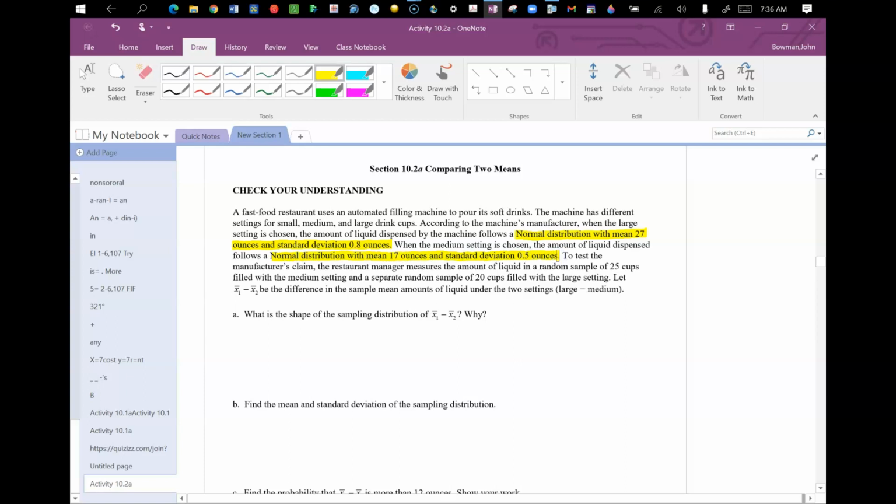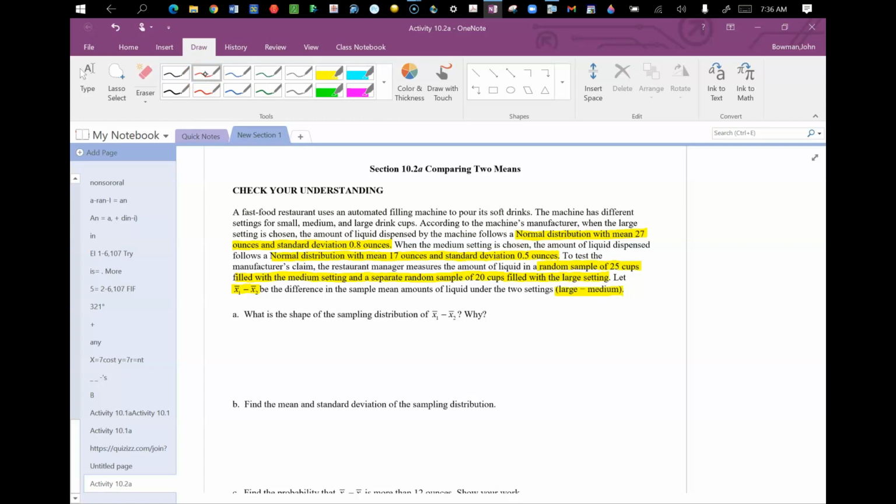To test the manufacturer's claim, the restaurant manager measures the amount of liquid in a random sample of 25 cups filled with the medium setting and a separate random sample of 20 cups filled with the large setting. Let x1 bar minus x2 bar be the difference in the sample mean amounts of liquid under the two settings, large minus medium. We could do this in either order. We could do large minus medium or medium minus large, but you just have to pay attention to the order and think about what that implies.